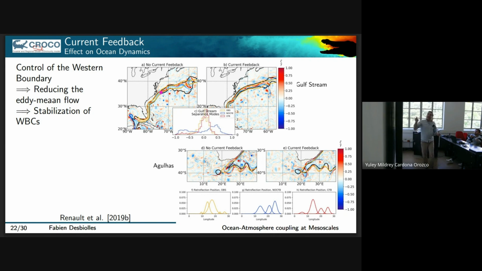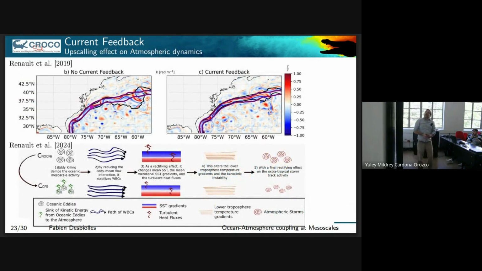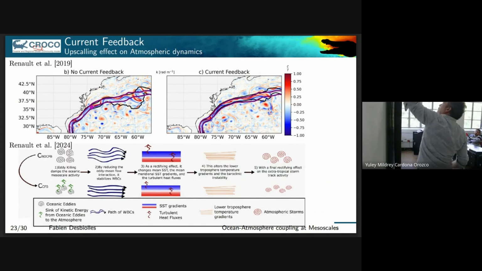And there is an atmospheric one. If we come back to the Gulf Stream, we stabilized it, and all the western boundary currents are very important because they are a way to redistribute the energy and the heat over the globe, because very warm water goes to very high latitudes. So if we rectify our Gulf Stream with the current feedback, we reduce our eddy mean flow, and as a rectifying or large scale effect, we change the mean gradient of SST over the Atlantic.